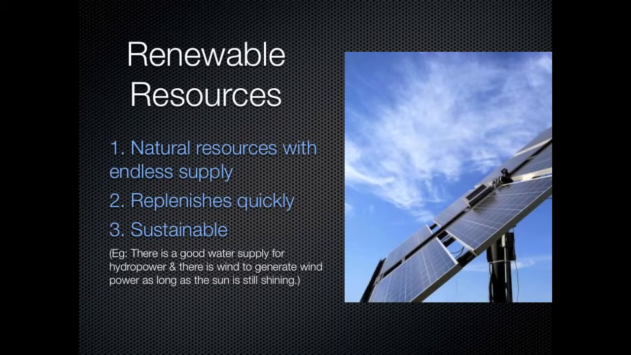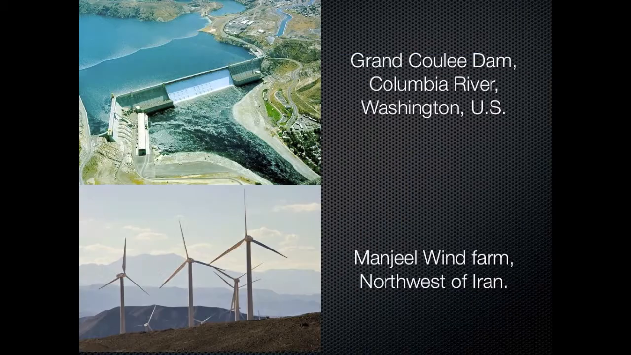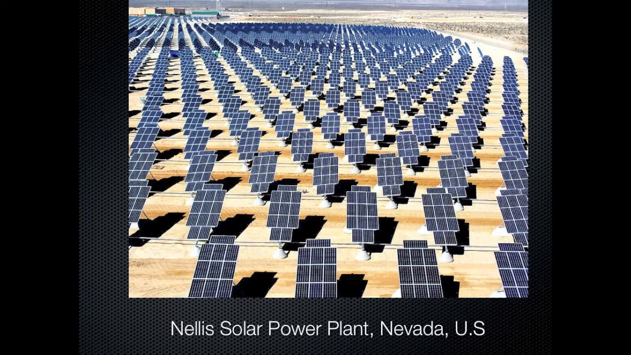Renewable resources are natural resources with an endless supply. They replenish quickly and are sustainable, which means our future generations can enjoy the benefits of these resources as well. Here we have a few popular locations around the world that generate green electricity. There's the Columbia River in the US, which generates hydroelectric power, a wind farm in northwest Iran, and just a little bonus, a solar power plant in Nevada, US.